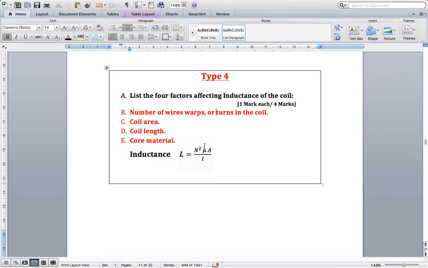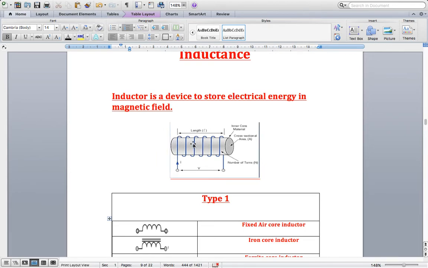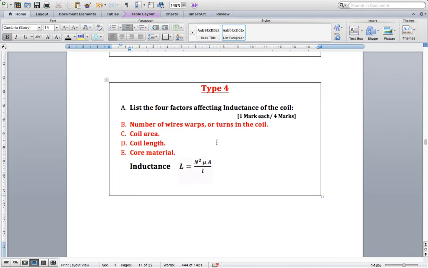Inductance L is N square mu A divided by L, where N is the number of turns. I told you an inductor is a coil with turns like this. How many turns? 1, 2, 3, 4, 5, 6, 6 turns, right? So N indicates the number of turns. Mu will be given in the question paper, like for capacitance there was epsilon 0. For inductance, the core material is mu.